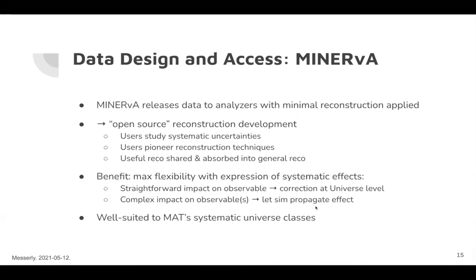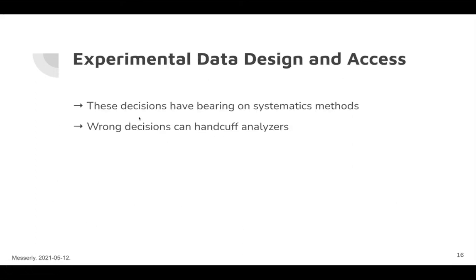And it's not always possible for different experiments to do this. It worked out for us because data size and storage limits were good for us, and the computing needs were right for us. But sometimes data files are too big, experiments are too big. You can't have every user rerunning tuples and filling up tons of space. But I think that's just something to think about, because these decisions have bearing on systematic methods, how you implement systematic calculations, and wrong decisions can handcuff analyzers.